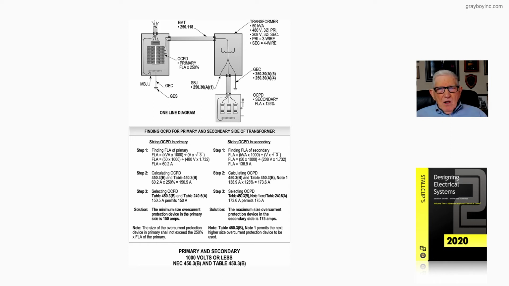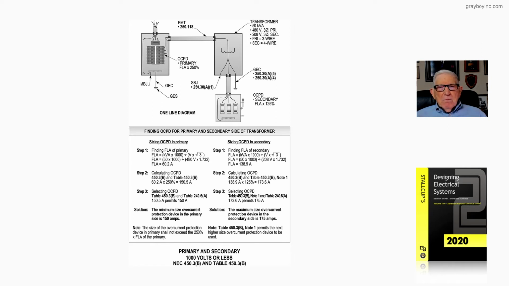Now, notice this transformer is 50 kVA, as the illustration points out, 480 volt three-phase primary, 208 volt three-phase secondary. The primary is a 3-wire, and the secondary is a 4-wire. And then notice the overcurrent protection in that primary, as you see in the illustration, is 250%. Our equipment grounding means we're using EMT in accordance with 250.118, which is legal.